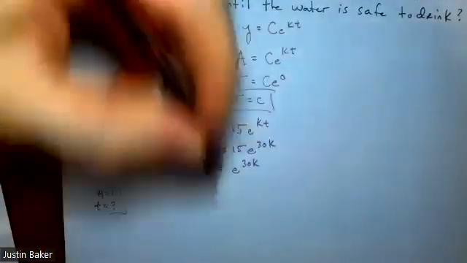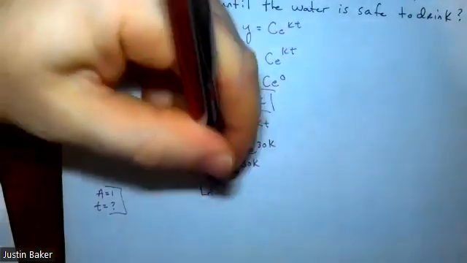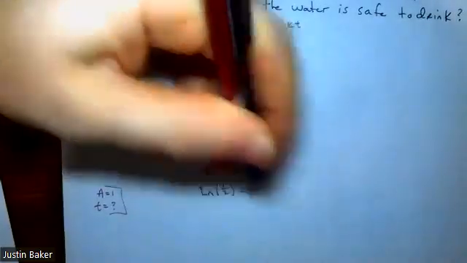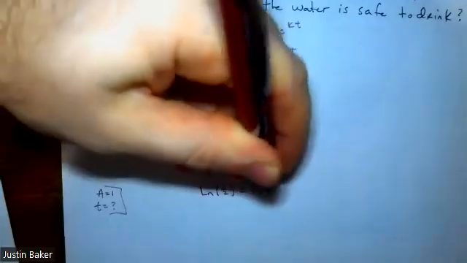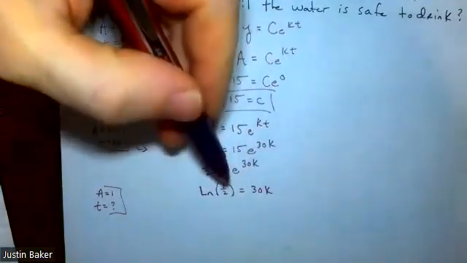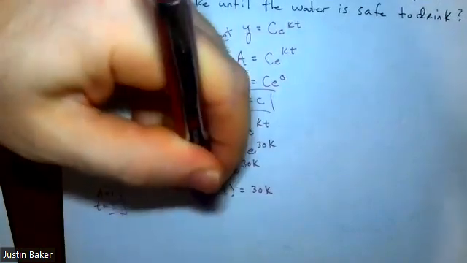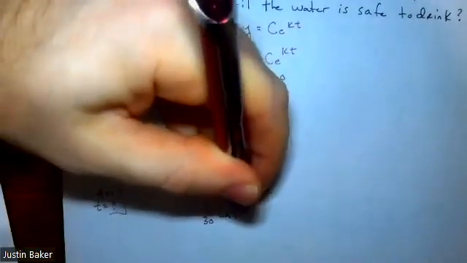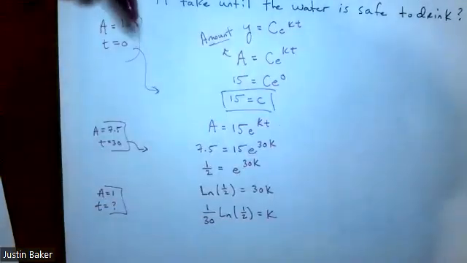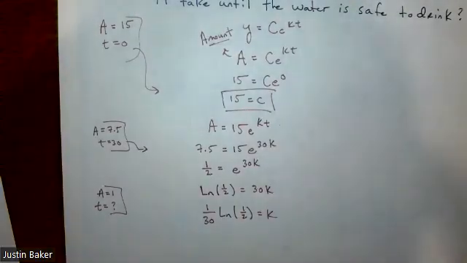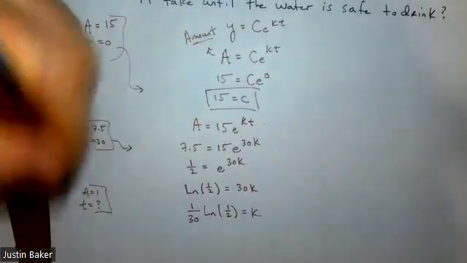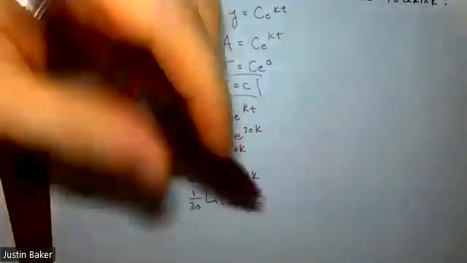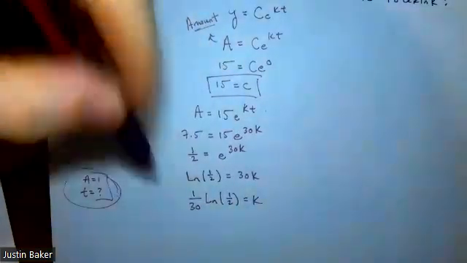Same deal, we should take the natural log of both sides. So the natural log of a half is equal to 30K. If I divide both sides by 30, I'm going to represent that as 1/30th natural log of 1/2 is equal to K. And not much else we can do with that. So let's go through and use our last piece of information, and that's going to be when the amount is 1.